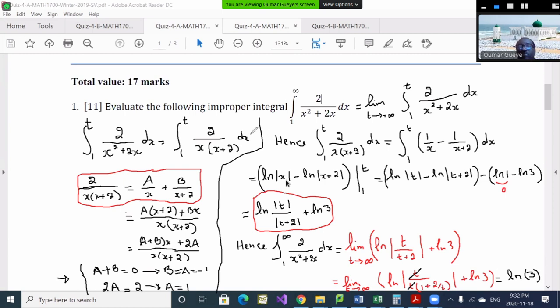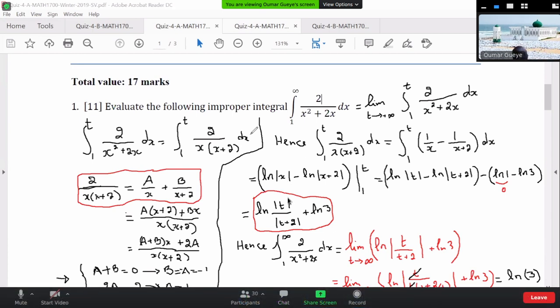And done. Any question? Yeah. On the left here, or this line? This one?